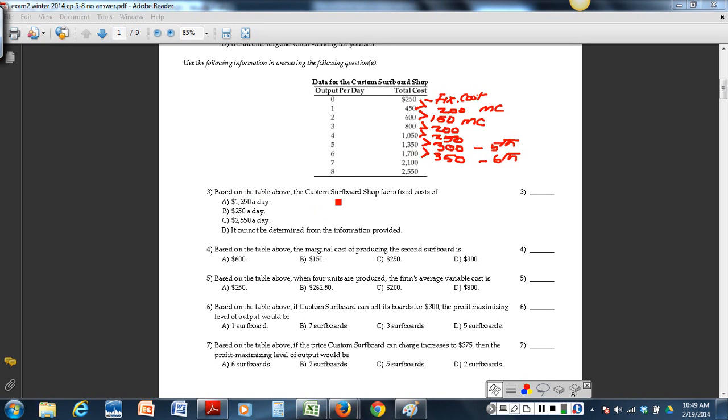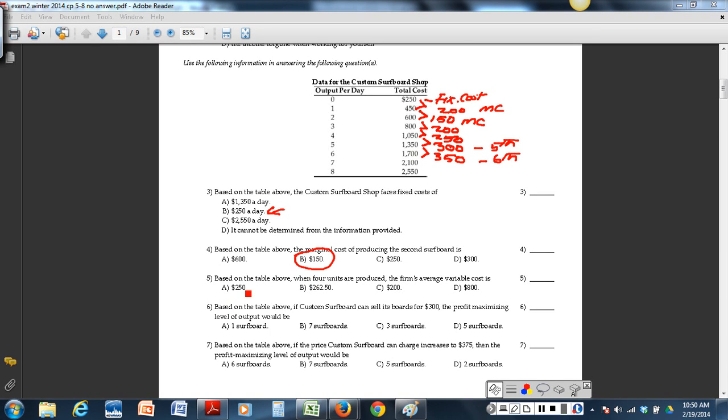Based on the table above, the custom surfboard shop faces a fixed cost of $250 a day. So that would be the right answer, so the answer is B. For question number 4, based on the table above, the marginal cost of producing the second surfboard, that is this number, $450 to $600. That's about $150. So that should be this one.